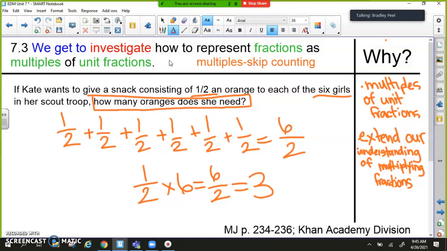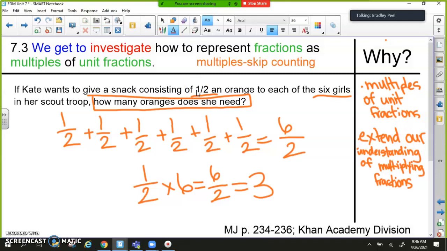Okay. So today we're going to investigate the multiples of fractions from unit fractions. If you recall, unit fractions had a 1 in the numerator, right? So you might get a problem that looks like this. If Kate wants to give a snack consisting of 1/2 an orange to each of the 6 girls in her scout troop, how many oranges does she need? So we know we have a unit fraction, which is 1/2, and she's going to give 1/2 to each girl.